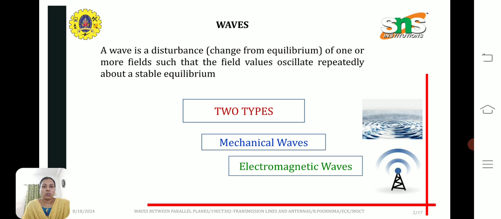So first of all, what is a wave? A wave is a disturbance or change in equilibrium of one or more fields such that the field values oscillate repeatedly about a stable equilibrium. So basically there are two types: one is the mechanical wave and the other is the electromagnetic wave.